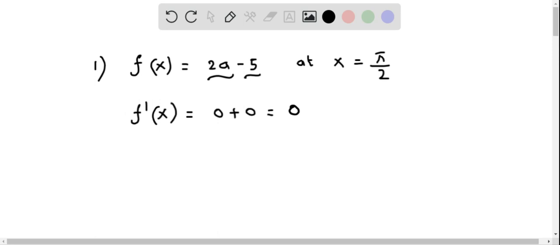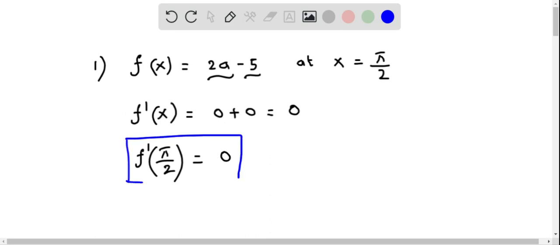This means when we plug in x equal to pi by 2, that is f prime of pi by 2, this is once again going to be 0, because f prime of x is independent of x. So the derivative of f of x at x equal to pi by 2 is 0.